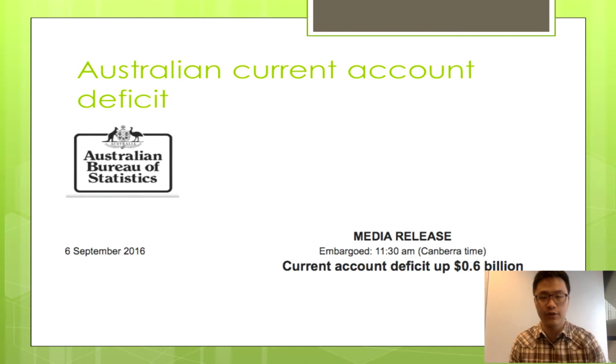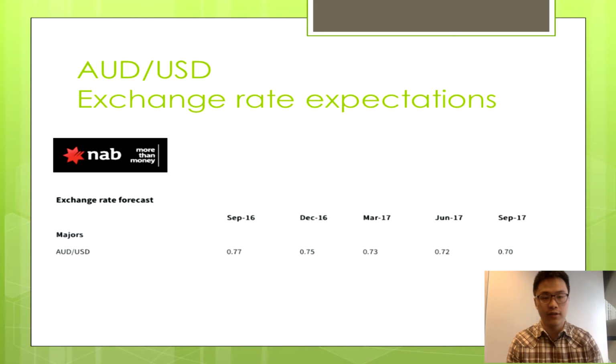So now let's move on to the next indicator, which is the exchange rate forecast. Here we can see from the graph, we have our exchange rate forecast provided by National Australian Bank. And from this little chart, we can see that the exchange rate decreases from 0.77 in September 2016 to 0.7 in September 2017. So obviously, the National Australian Bank thinks the exchange rate of Australian dollars against USD is going to fall.